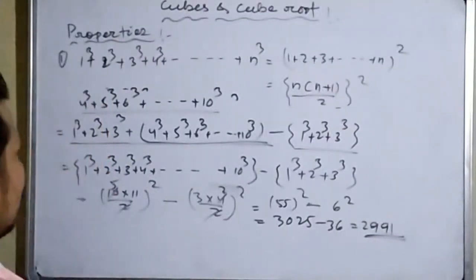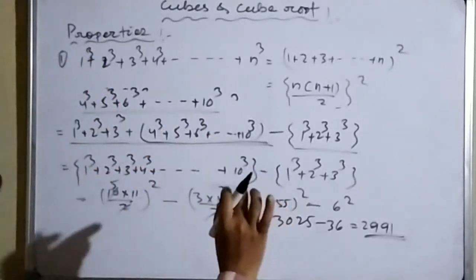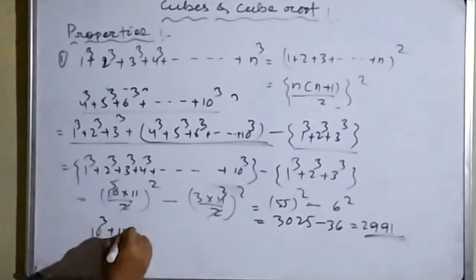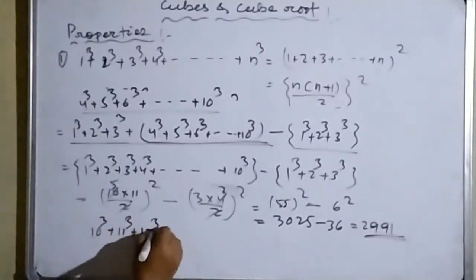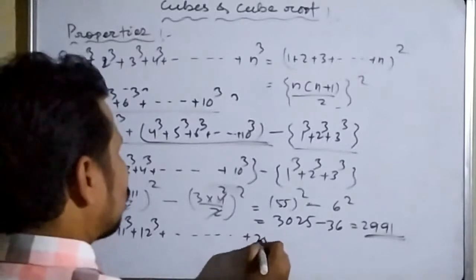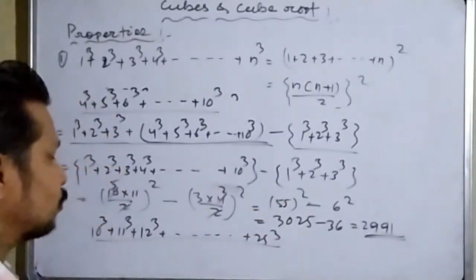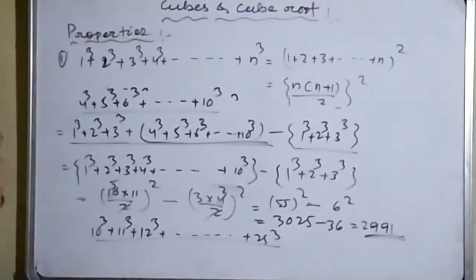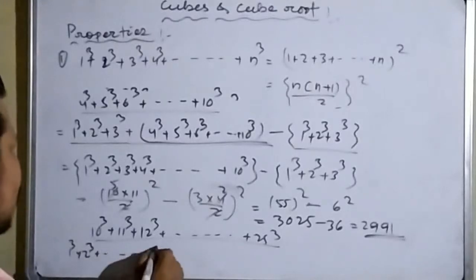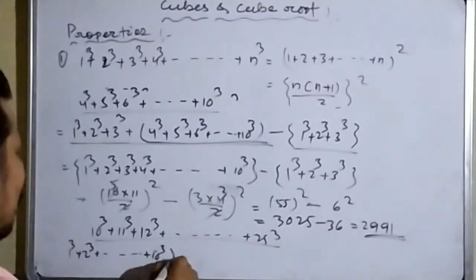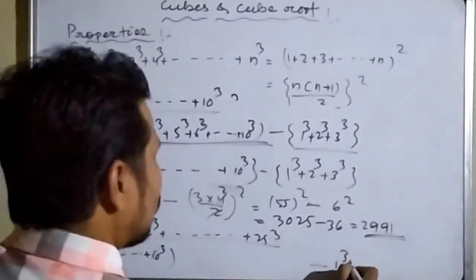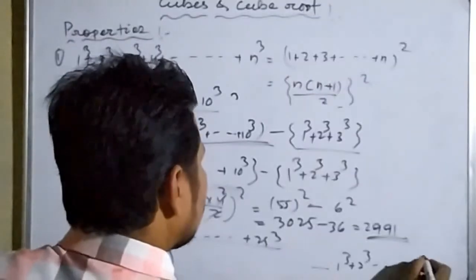In this way, if I give you some different questions, suppose I give you 10q plus 11q plus 12q plus up to 25 whole cube, how can you find out? This series is not complete. So to complete this series, you have to add what? 1q plus 2q plus up to 10q. You have to add these things and again subtract these things, 1q plus 2q plus up to 10q.